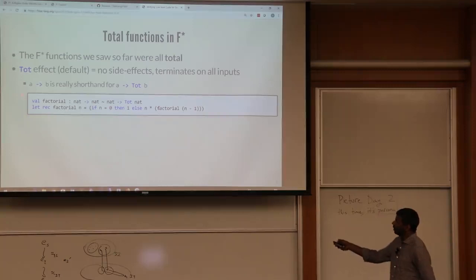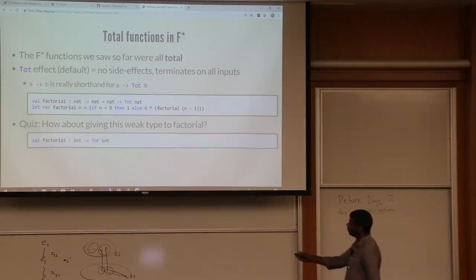So when I write A arrow B, this is just sugar in F* for something a bit more elaborate that says it's A arrow Tot B, and this is the effect of the computation that's latent under the arrow. When you apply the function, you get a computation, and that computation happens to be total. So nat arrow nat is really just an abbreviation for nat arrow Tot nat.